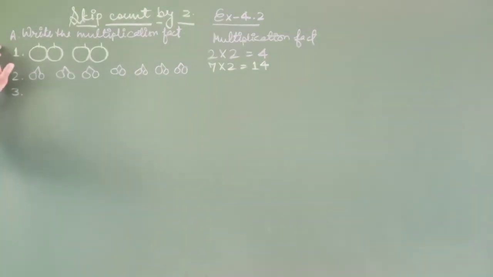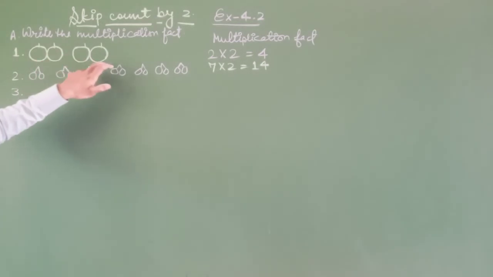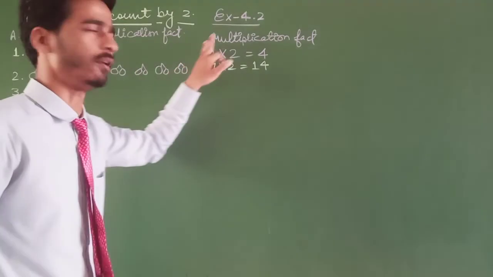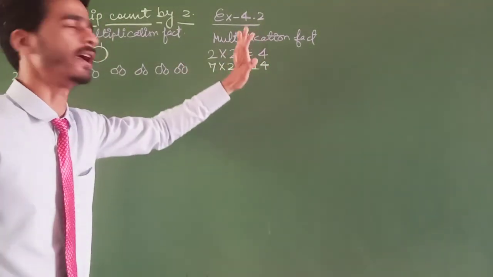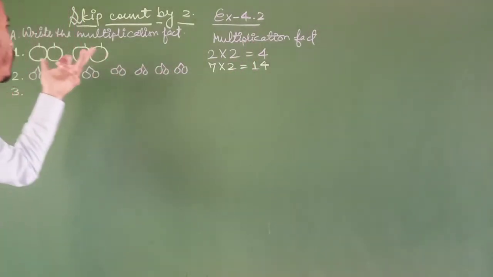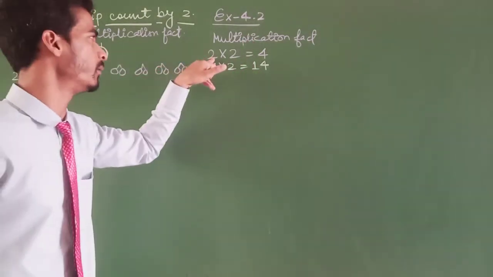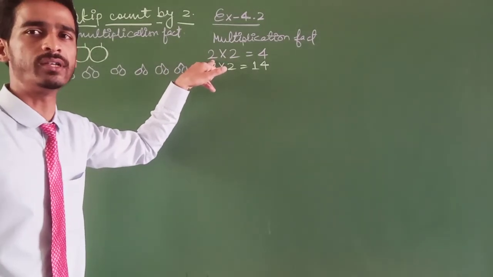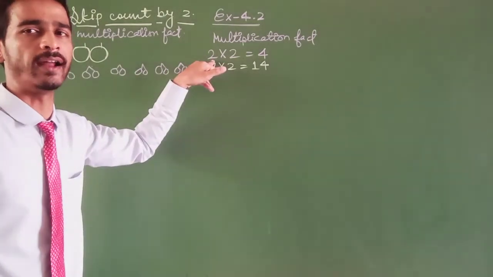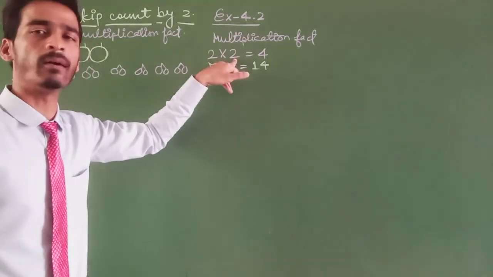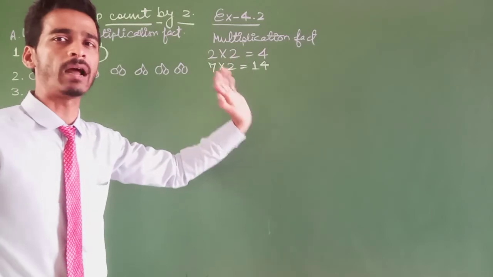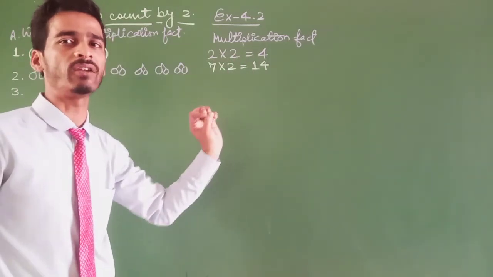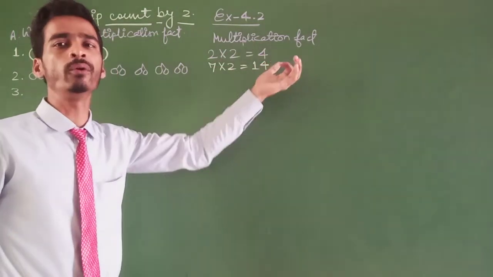The first one is, there are two groups of melons, and the multiplication fact will be 2 multiplied by 2 is equal to 4. Why? Because there are two groups of melons, and the first 2 is the number of groups. The second 2 is the number of melons in each group. So the multiplication fact will be 2 multiplied by 2 is equal to 4.